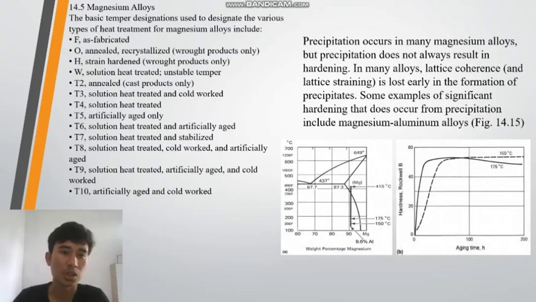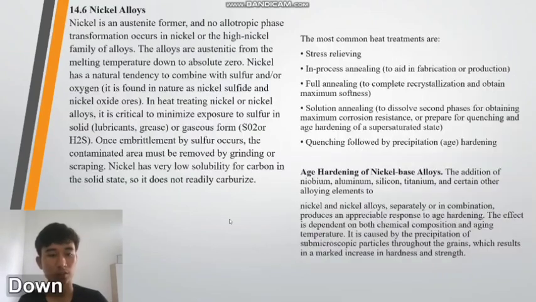Precipitation occurs in many magnesium alloys, but precipitation does not always result in hardening. In many alloys, lattice coherence and lattice straining is lost early in the formation of precipitates. Some examples of significant hardening that does occur from precipitation include magnesium-aluminum alloys. Figure 14.15.